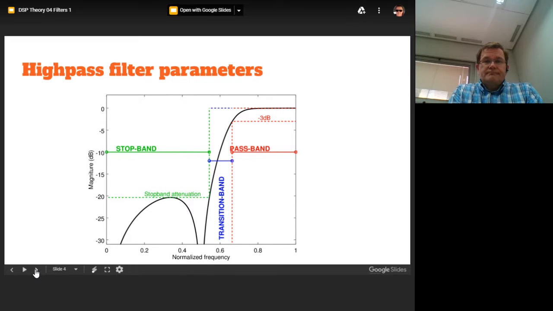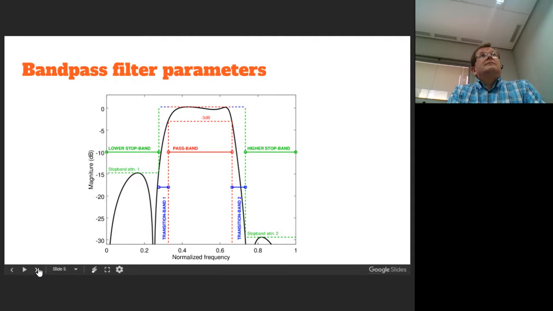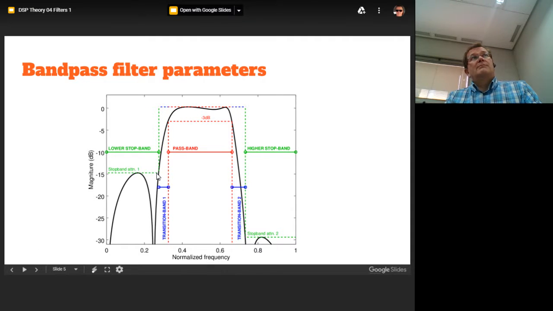Okay, high pass, the same thing, but of course it looks opposite. And then band pass, well, the difference is that we have two cutoff frequencies, the lower cutoff frequency and the higher cutoff frequency, and then also we have two transition bands and two stop bands. They might have different characteristics. For example, here we have less attenuation on the left-hand side stop band than on the right-hand side stop band.